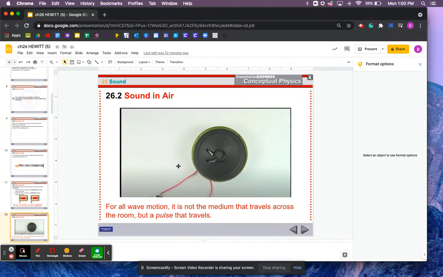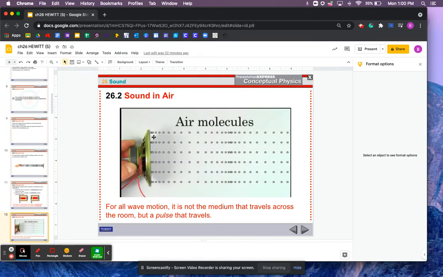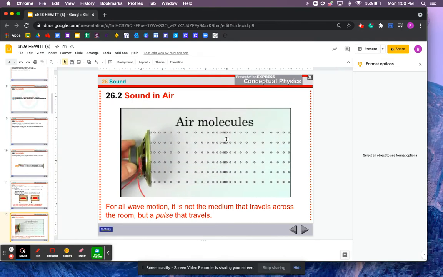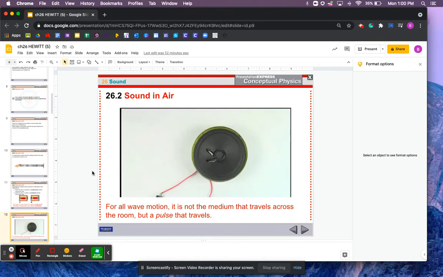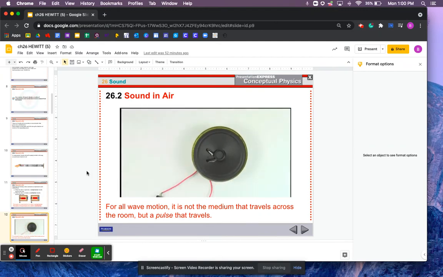So for all wave motion, it's not the medium that travels across the room, but a pulse that travels. If you pay attention to the first air molecules right here, these air molecules are just moving back and forth. They're not traveling themselves, meaning the air that comes out of my mouth when I talk isn't going to travel across the room. It's just going to bump into the molecules next to it.